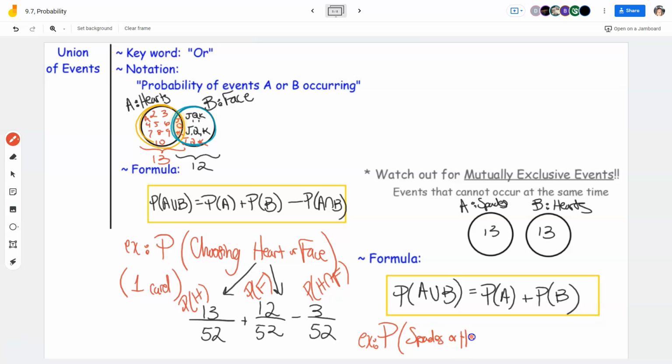or hearts. And all I'd have to do is my 13 out of 52 plus 13 out of 52. Otherwise known as, isn't that half the deck, guys? 2 out of the 4 suits. So we can just say 50%.